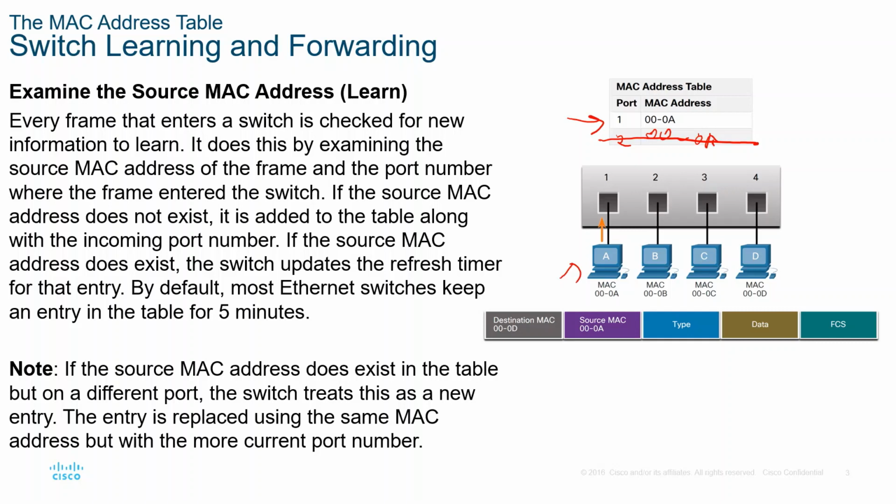Now in the figure, for example, PCA or host A is sending an Ethernet frame to host D. In the example, host A sends an Ethernet frame and the switch adds the port number and MAC address of PCA to the MAC address table.